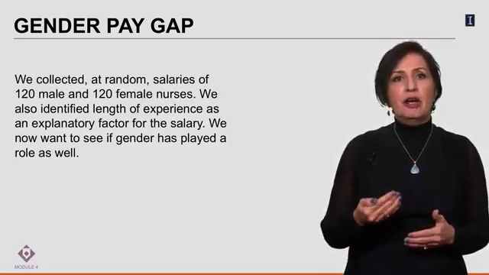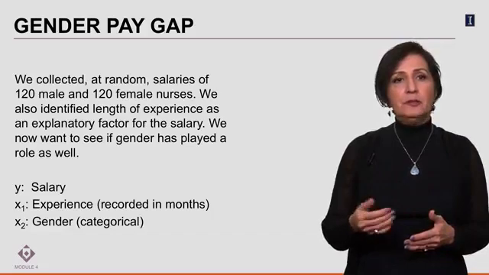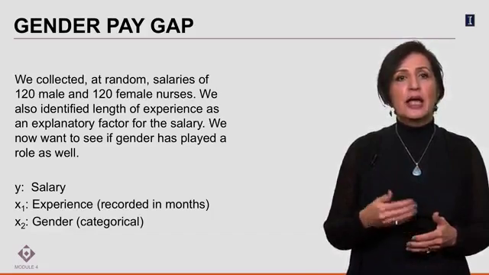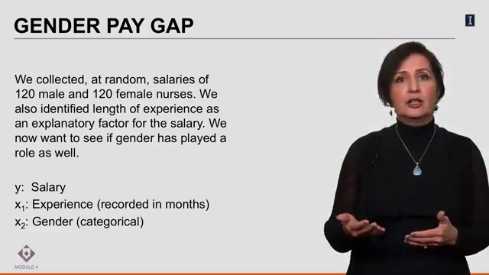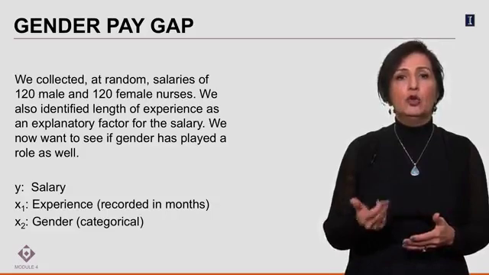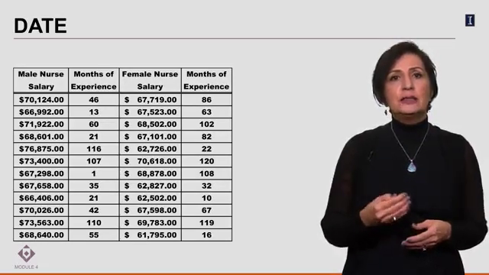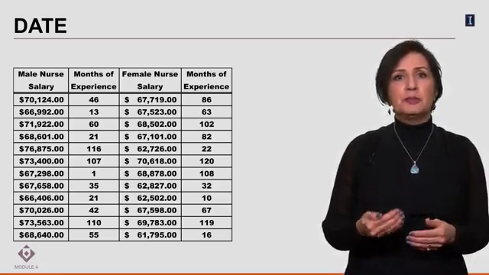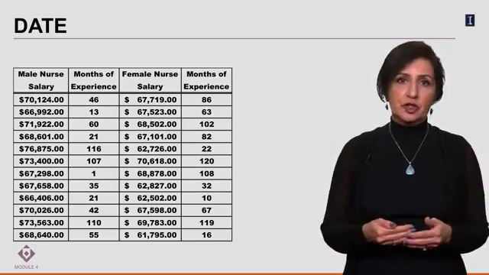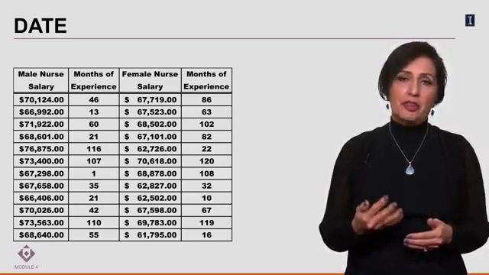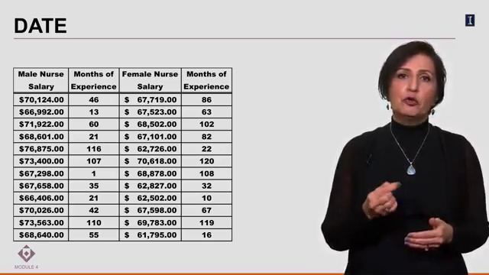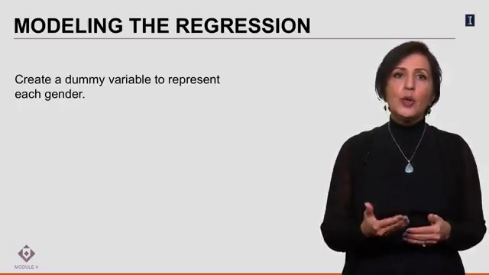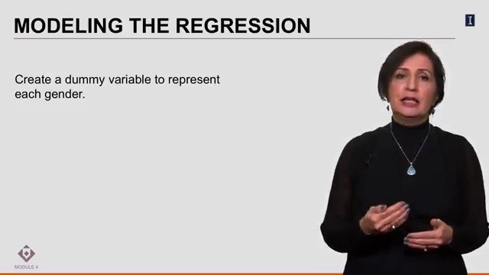So here, the variables are: for Y, it's salary that's being predicted. X1 is experience recorded in months. X2 represents gender, which is categorical and has 2 possibilities, male or female. This is just a small snapshot of the data we have. The data here shows the months of experience and salaries of the male and female nurses. Before we can run regression on this, we have to code each male or female nurse with a numerical value of 0 or 1. We can create a dummy variable to represent each gender.